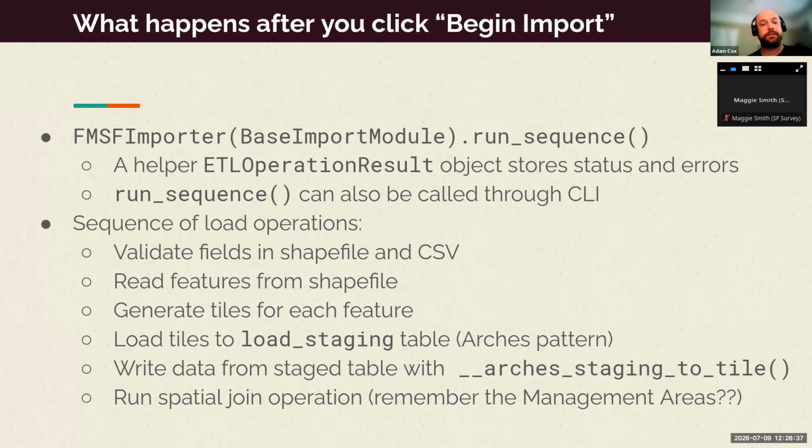And then finally, there's the spatial join operation, which uses those management areas that I showed earlier and attaches attributes from them to each resource instance as it gets loaded in. For example, if one of the archaeological sites is within a state park, then it's going to get the name of that state park and a few other attributes derived from the spatial join against that management areas table.